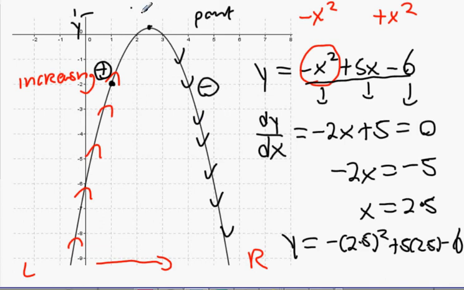Minus 2x plus 5. It's the equation of the tangent line.